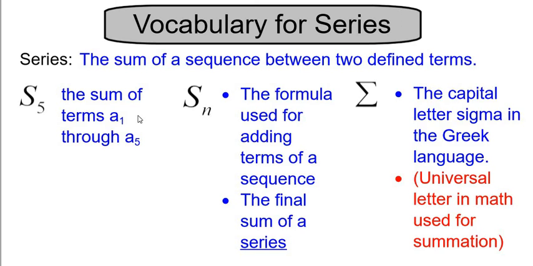So in this video, we're going to talk about geometric series, and it's important to remember the vocabulary for series. A series is a sum of a sequence between two identified terms. It could just be between terms 1 and 2. It could be, as you saw earlier, the sum of A1 through A5.